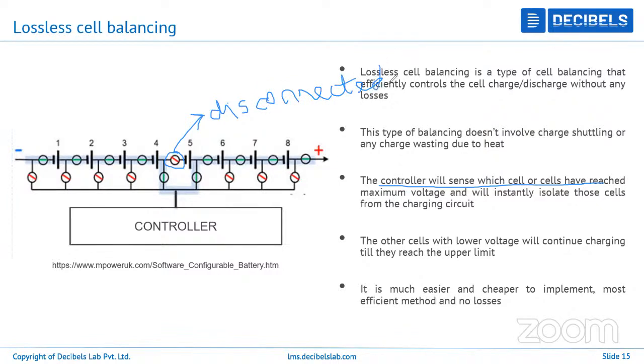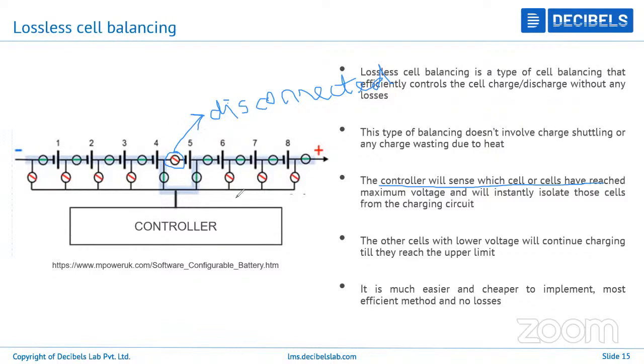Okay, so it is disconnected here. What that means is cell number 4 has been isolated from the entire charging circuit, while 1, 2, 3, and all of the other ones will continue to charge. This way, it will continue charging till the voltage value of cell number 4 has been reached.